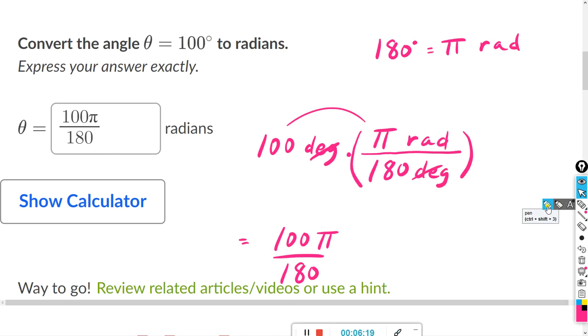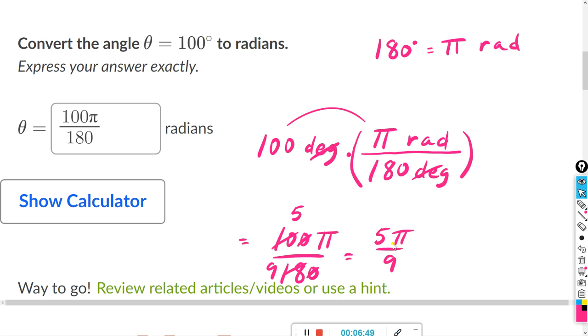All right, if you wanted to reduce this, divide each one by 10 and the 0 drops off. And then you have 10 divided by 18. They're both even numbers. So 10 divided by 2 is 5. 18 divided by 2 is 9. And that would just be 5 pi over 9. Okay, but it looks like the ones for radians, they don't make you reduce it. So this would be unnecessary.